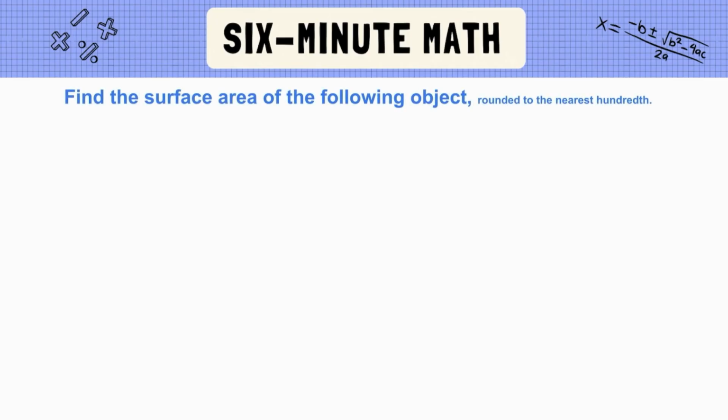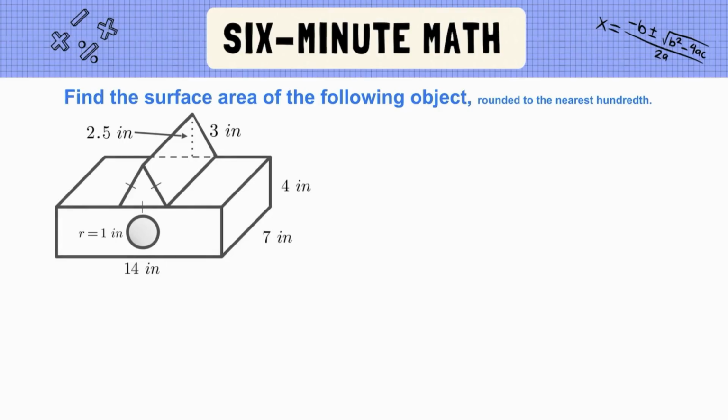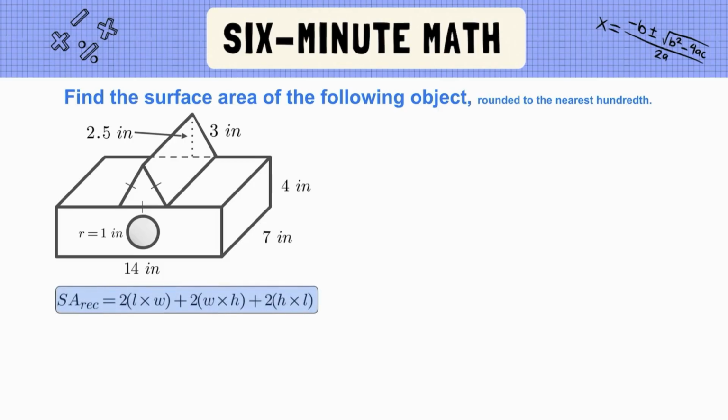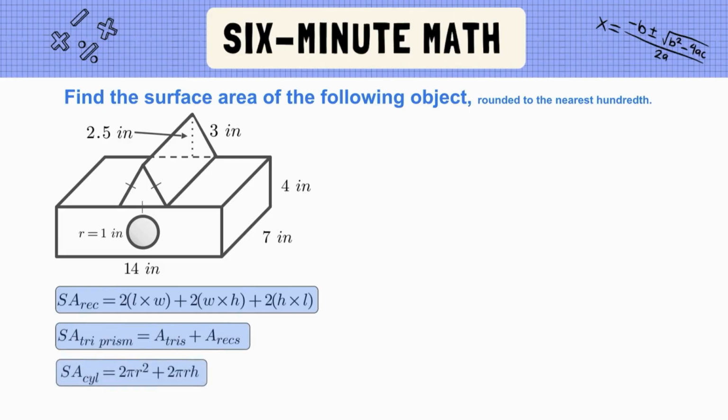On to another example. We're going to find the surface area of this following object. I do have three shapes here: my rectangular prism, a triangular prism on top, and a cylinder through the middle. Let's break this down, find each of these shapes separately, and then subtract the areas that we don't need. So we're going to do the area of that rectangular prism first.